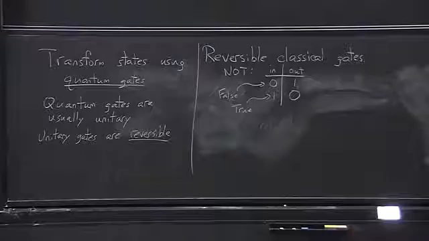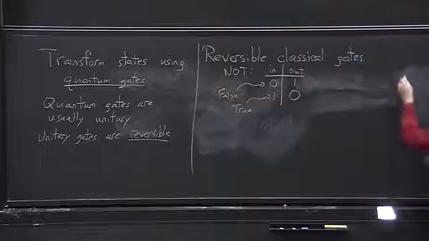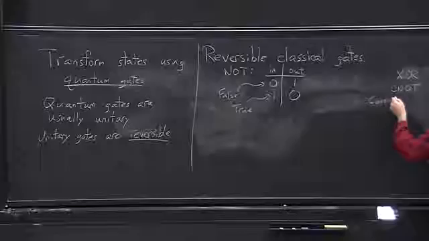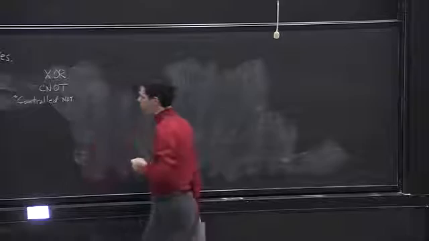And then there's some other gates where it's less obvious that they're reversible, but can still be made reversible without too much difficulty. So an example of that is the XOR, or as it's somewhat more commonly known in the quantum information community, the controlled NOT, for reasons that you'll see in a moment.